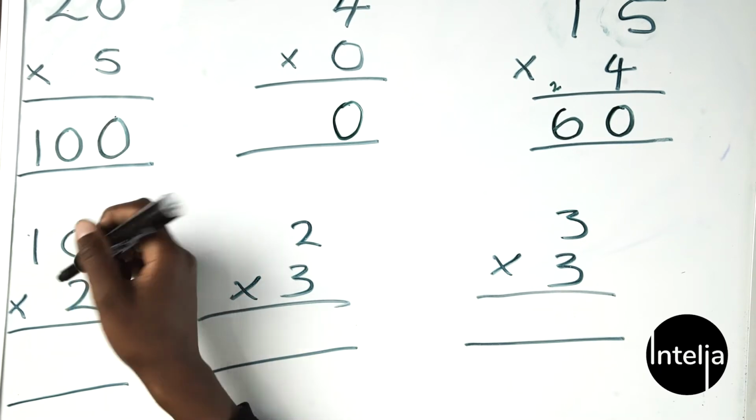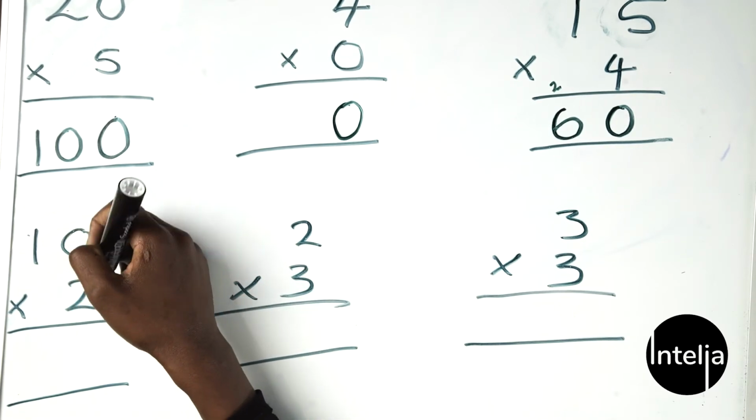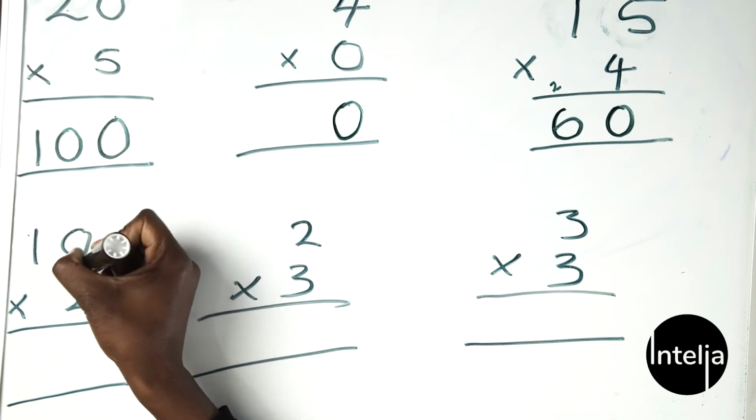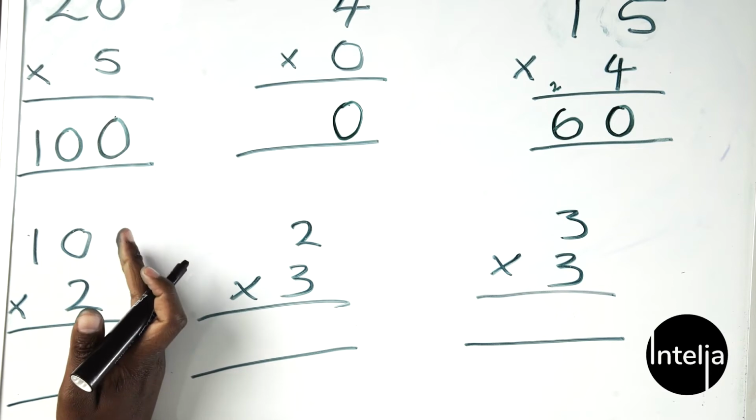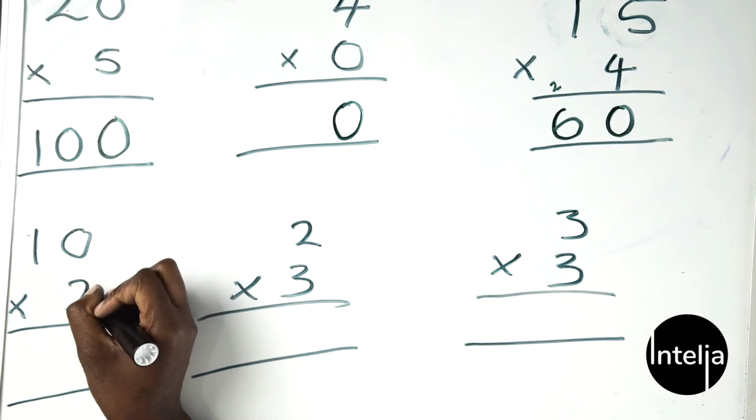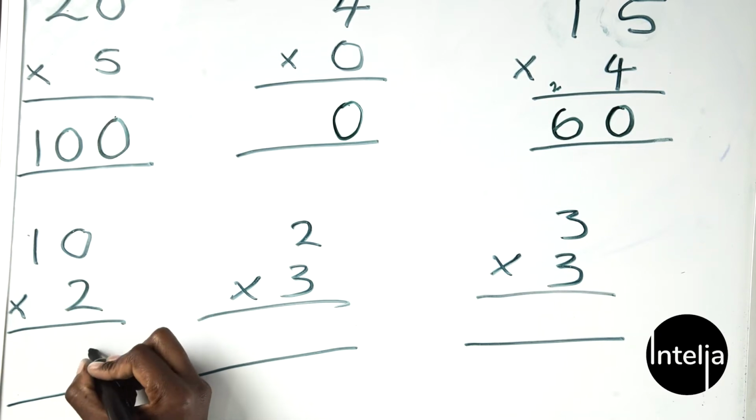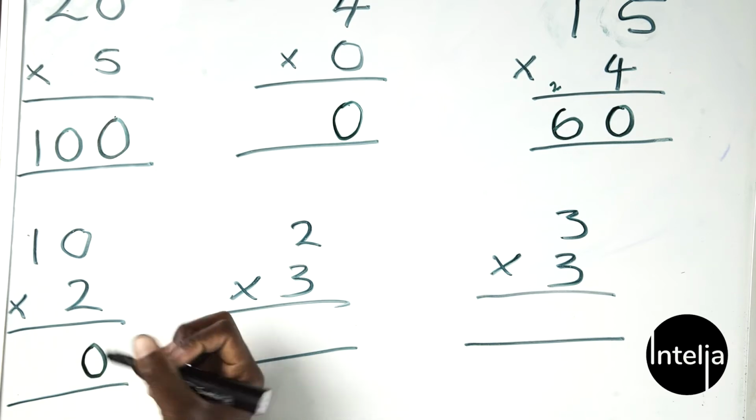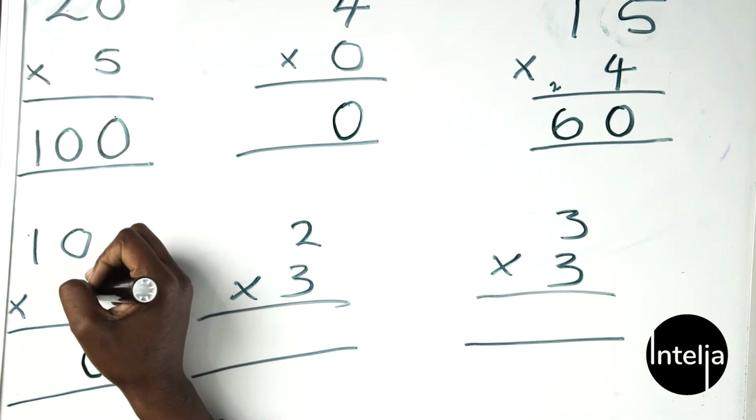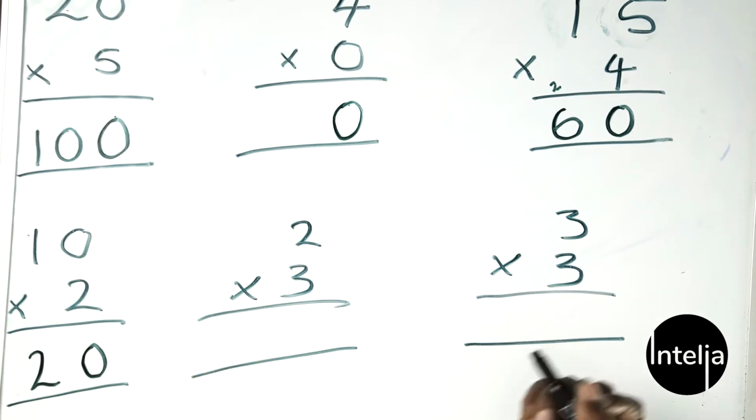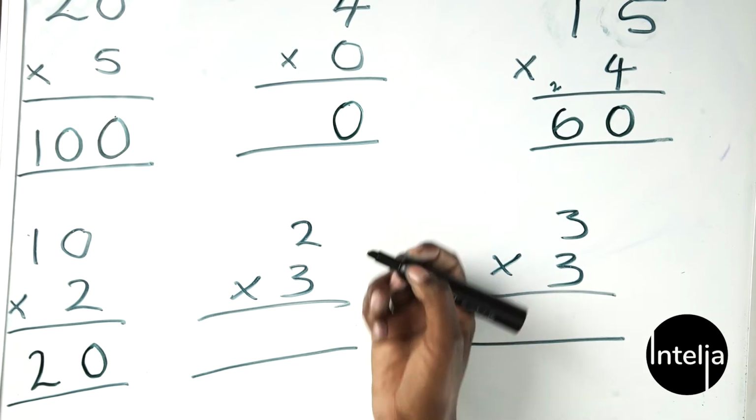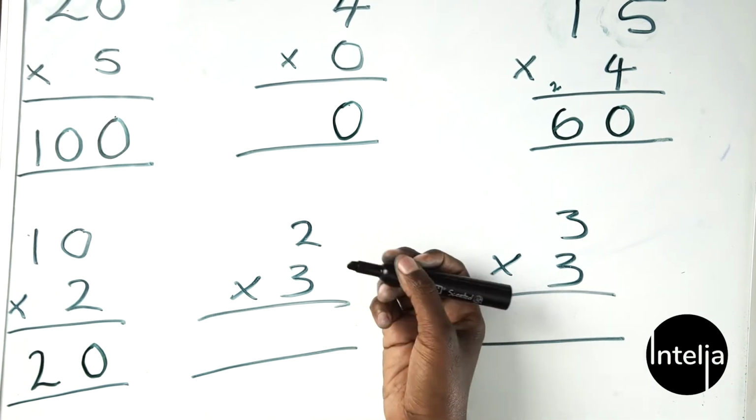10 times 2. So remember, you always multiply from the bottom to the upper, then from the right to the left. So you say 2 times 0, it's 0. You write your 0 here. 2 times 1 is 2. You write your 2 here. And your answer is 20. And then let's move on to the next one.